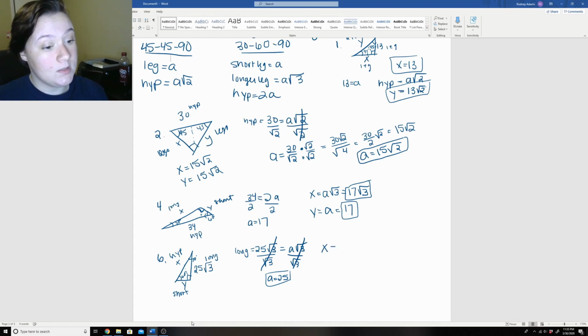So now we can use that to solve for x and for y. So x is the hypotenuse, which is just going to be 2 times whatever a is. You can get that from up here again. So 2 times this 25 is going to give us 50 for x. And then if we're looking for y, we have it as the short leg, and it's just going to be whatever a is. So it's just going to be 25.